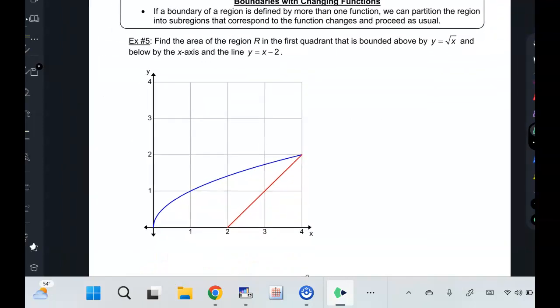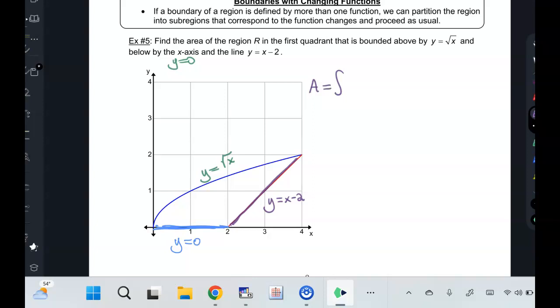All right. Now let's look at boundaries with changing functions, which I'll explain. Here we have an area that is bounded above by y equals square root of x, and below by the x-axis, which happens to be at y equals 0, and over here by the line y equals x minus 2. The upper curve is always square root of x, but the lower bound is going to change. So we're going to write 2 separate integrals.